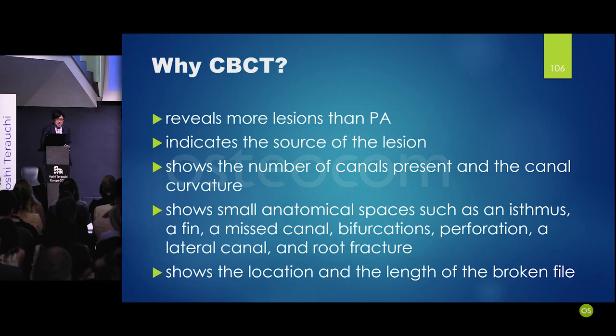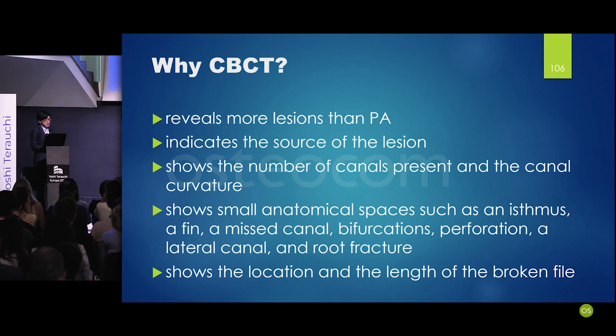So why CBCT? Because CBCT reveals more lesions than PA. CBCT indicates the source of the lesion. It shows the number of the canals and the root curvature, and it shows small anatomical spaces such as an isthmus and a fin, missed canal, bifurcation, perforation, lateral canal, and root fracture sometimes.